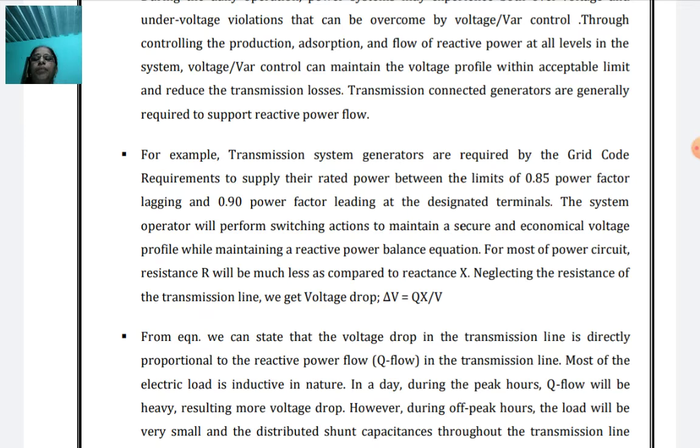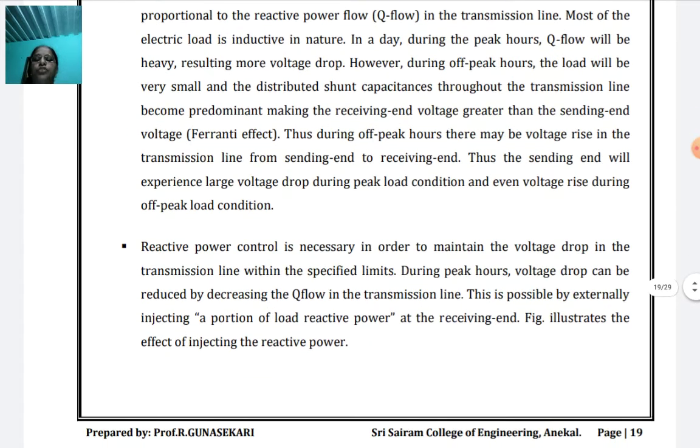Therefore the system operator will perform switching actions to maintain a secure and economical voltage profile while maintaining the reactive power balance, that is del V equals QX by V. Here R is the resistance, X is the reactance, del V is the change in voltage, and Q is the reactive power flow. Reactive power control is necessary to maintain the voltage drop in the transmission line within the specified limit.